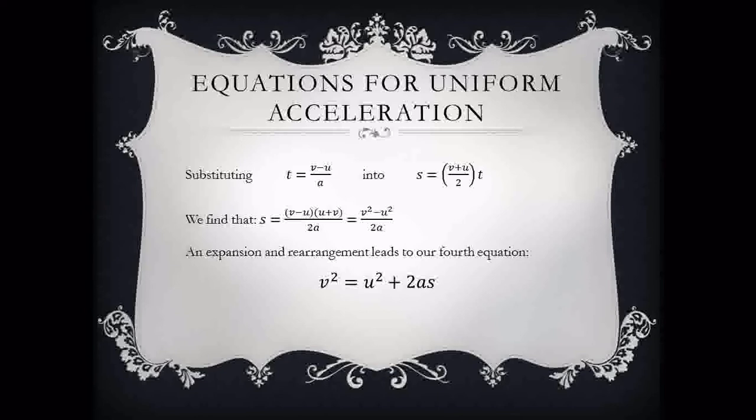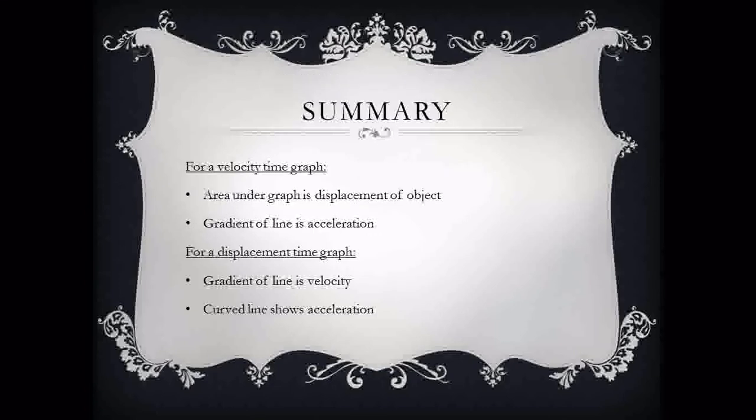So here's some quick summaries. For a velocity time graph, the area under the graph is the displacement of the object, and the gradient of the line is acceleration. For a displacement time graph, the gradient of the line is the velocity, and a curved line shows a change in velocity, which must be an acceleration.